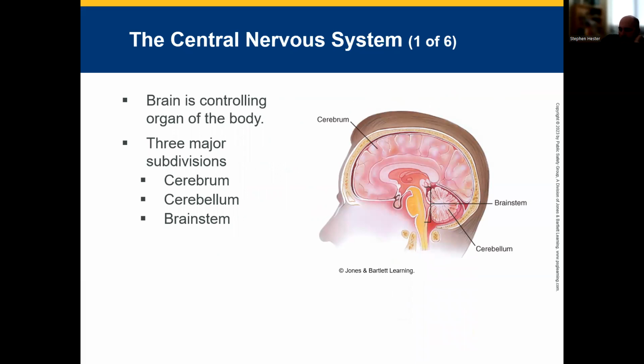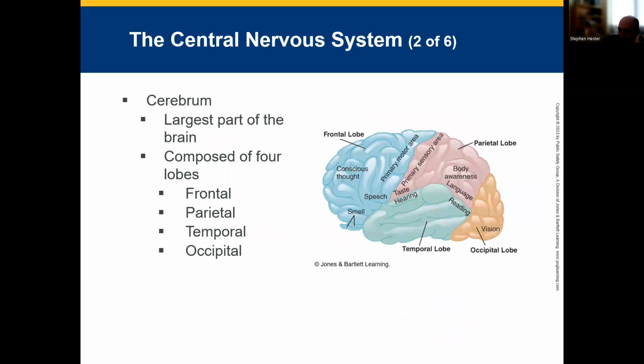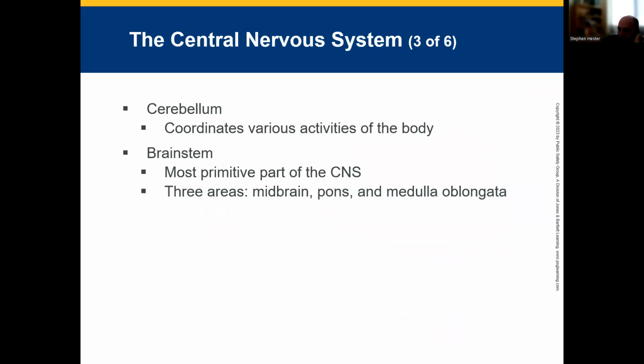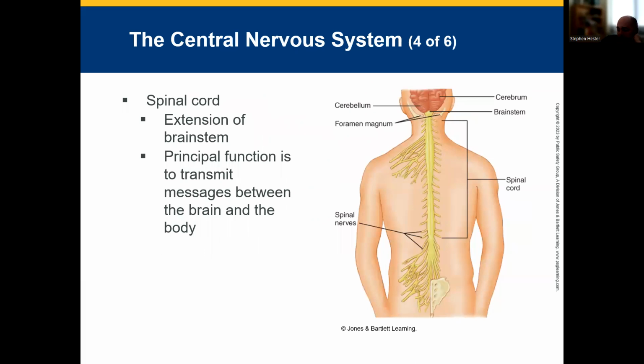All right, the central nervous system is made up of the brain, the cerebellum, cerebrum, and the brainstem. This is all the different areas of the brain and what each one is primarily responsible for. Then you've got your spinal cord and how it transmits information from the rest of the body back to the brain.